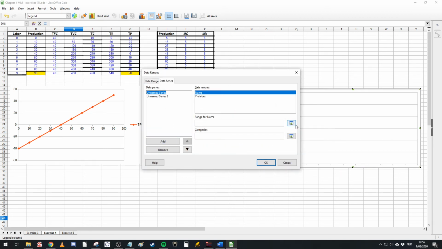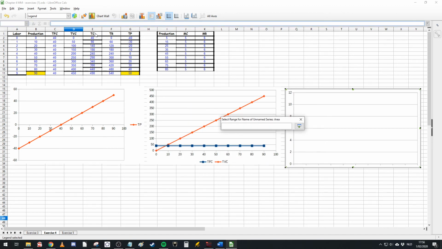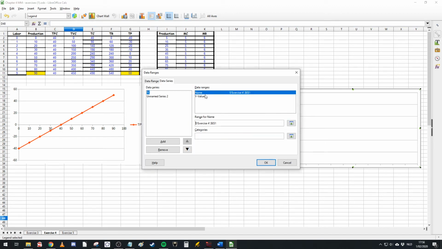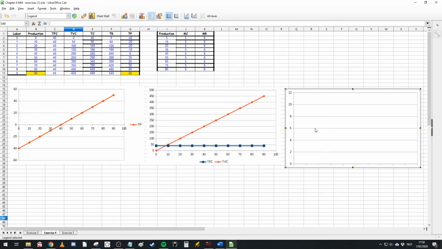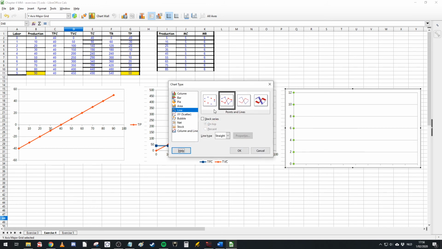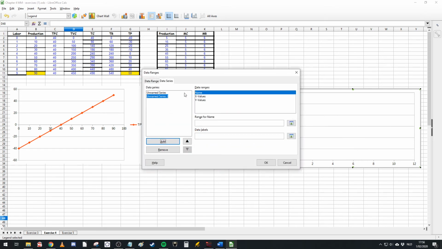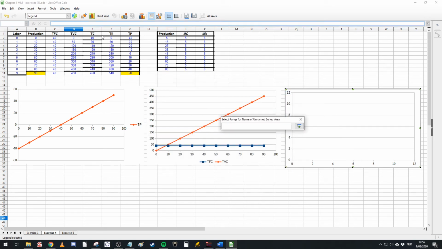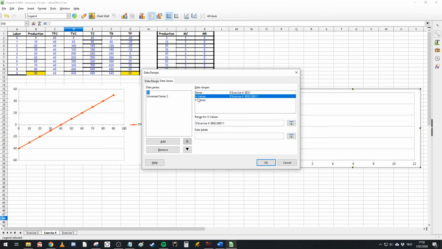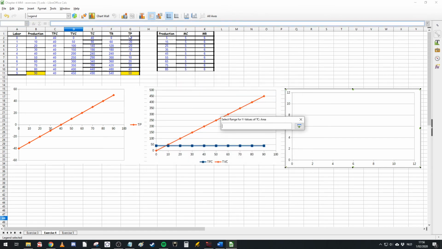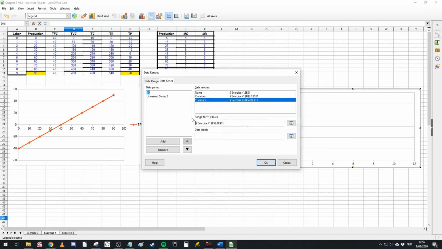Okay. Data ranges. Add, add. As I mentioned before, I want TC. Oh wait, something is amiss. Why can't I? I think I selected the wrong graph right now. Yeah, XY Scatterplot. That's better. There we have it. So name, total cost, X values, production, Y values, these ones.